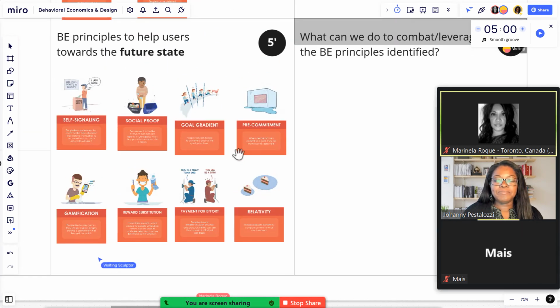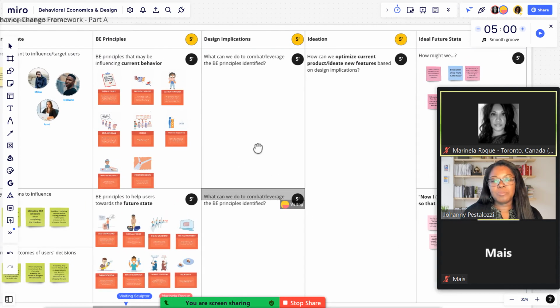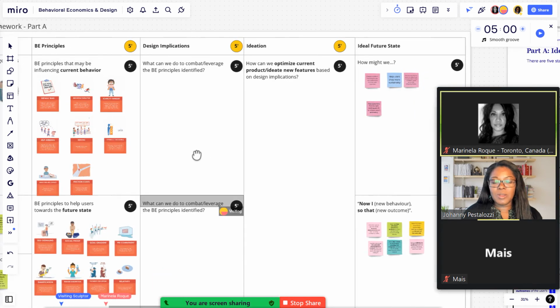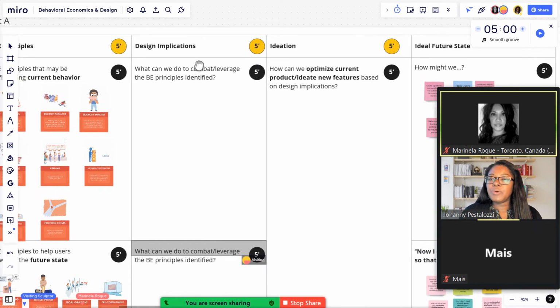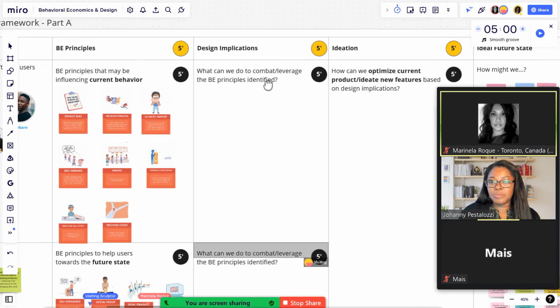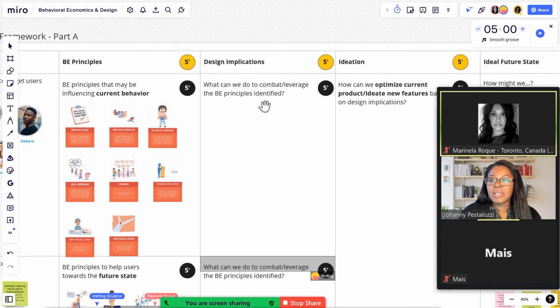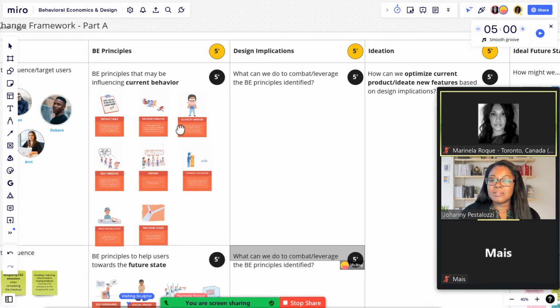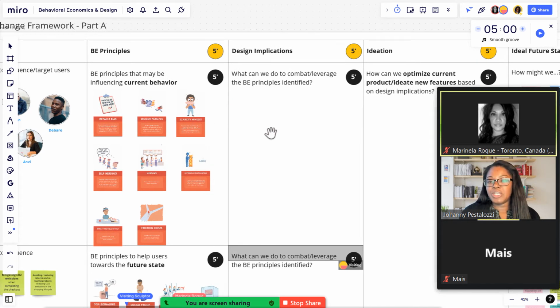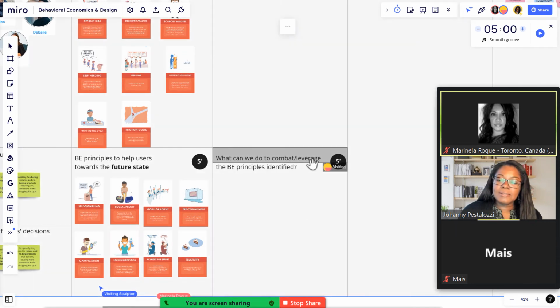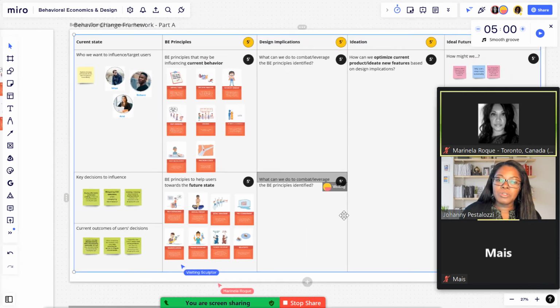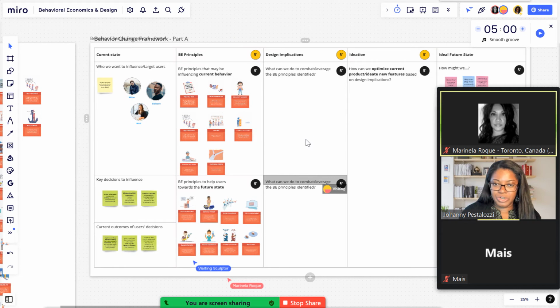So that's the idea. So we got this point, and this is really amazing because it's the cornerstone of this toolkit. Now, what we'll do is focus on the design implications of these principles. And the first question is, what can we do to combat this current behavior or leverage the behavioral economic principles identified?